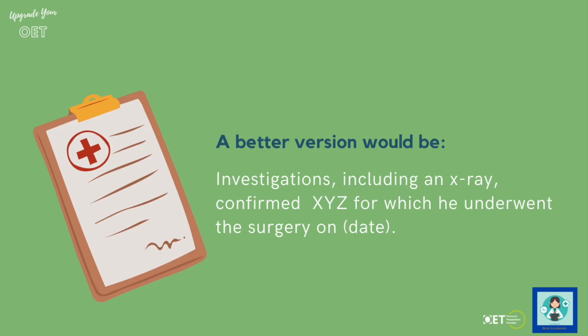It'd be far better to say investigations, including an X-ray, confirmed whatever it was, X, Y, or Z, for which he underwent surgery on, and then give the date. Always say when something like a surgery, an operation happened. So keep it much more simple. Try and take away anything unnecessary. Maybe we don't even need to say other investigations took place if they're not important. If they are important, you should be listing them anyway. And if they're not, just say an X-ray confirmed whatever it was for which he underwent surgery on this date.